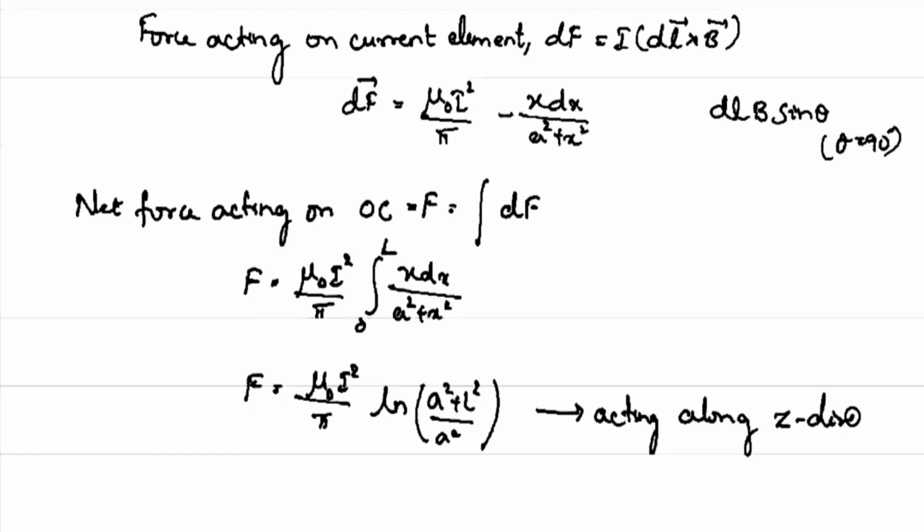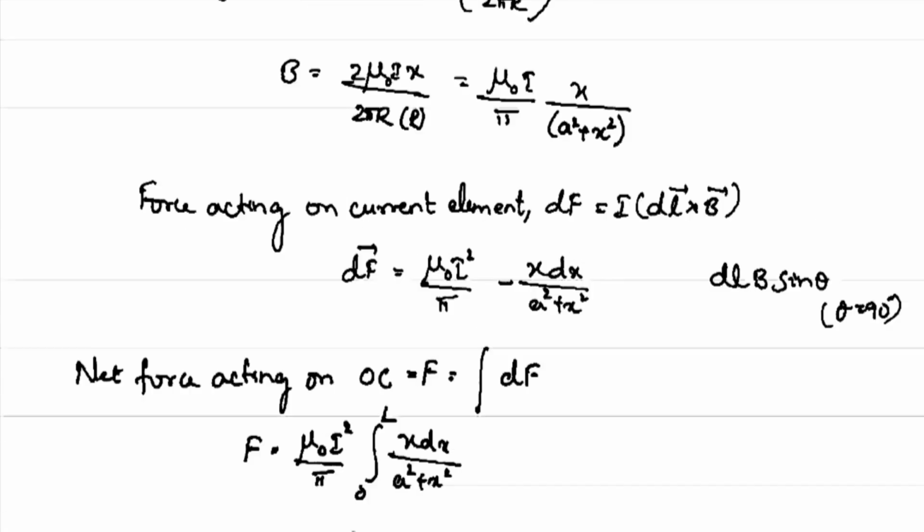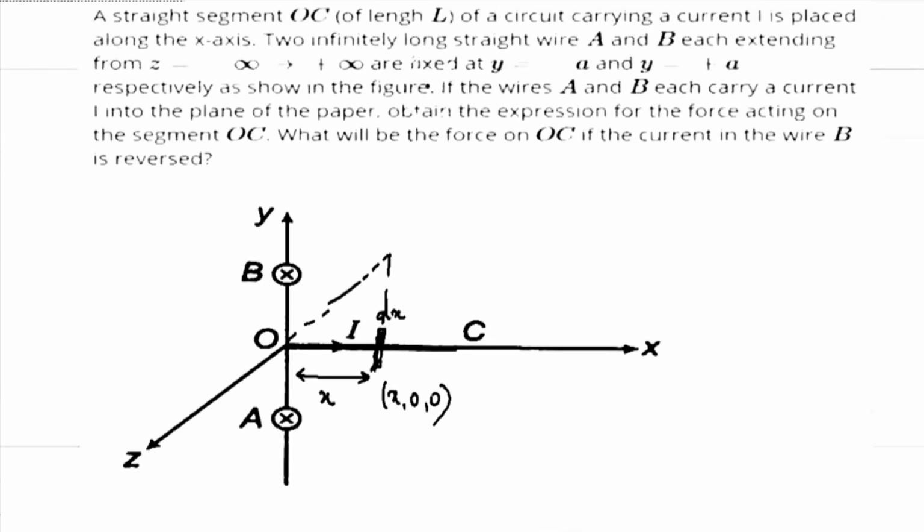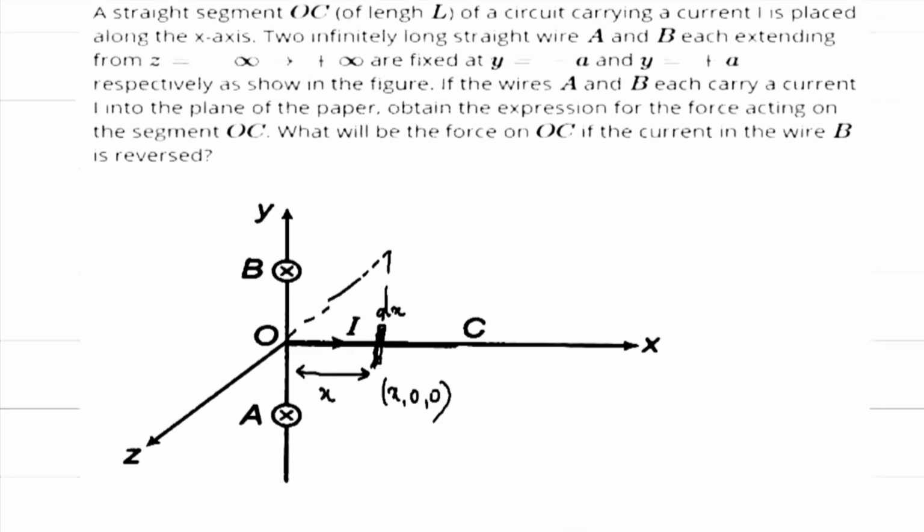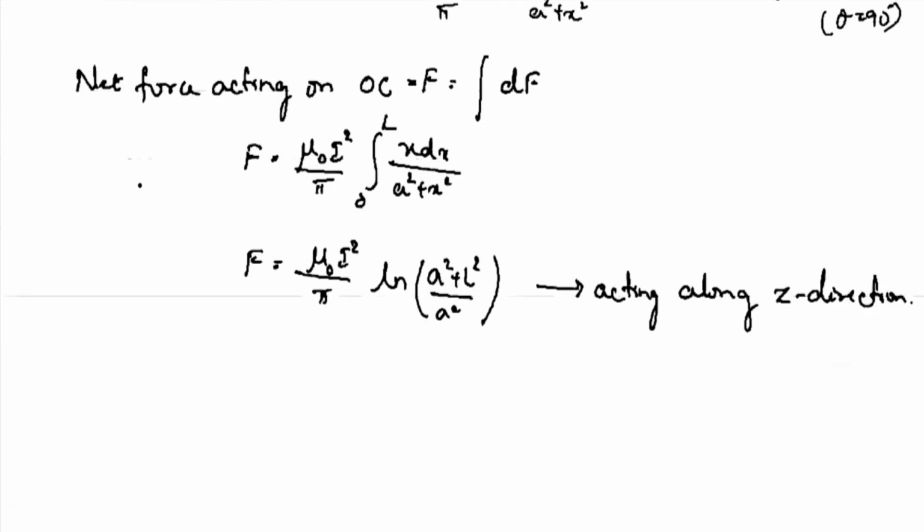Okay, this is the force acting on the wire. Now the second part of the question asks: if the current is reversed, what will be the force on OC? See, if the current in B is reversed, the magnetic field due to the wires will be only along the x direction, and the force on the current carrying wire will be along the x direction, which will be 0.